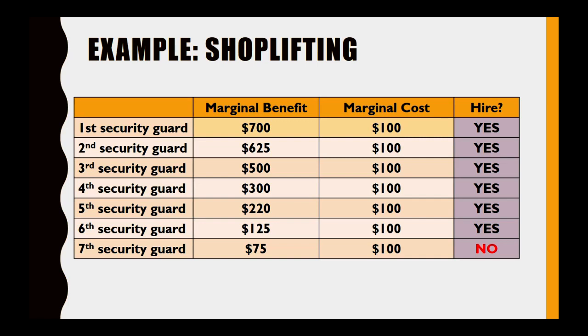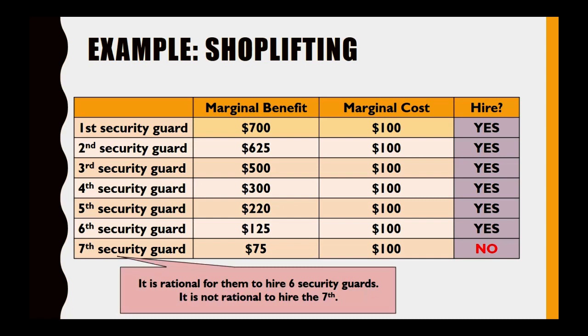Why am I not hiring the seventh guard? The marginal cost outweighs the marginal benefit. So it would make you worse off. Everyone agree? Why would I pay $100 to save $75 in theft? That makes me $25 worse off, right? So here, if I were to ask you on a problem like this, what's the optimal number of guards to hire? You would tell me 6. It's rational for us to hire 6 guards. The optimal number of guards to hire is 6. All right? And you need to make sure you can articulate why we would not hire the 7th guard.